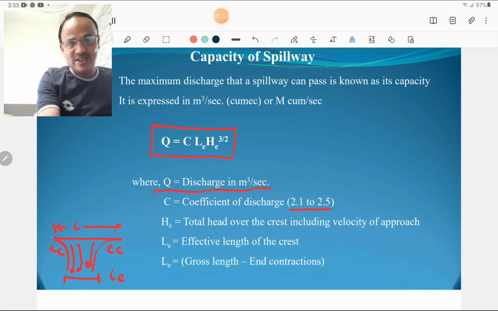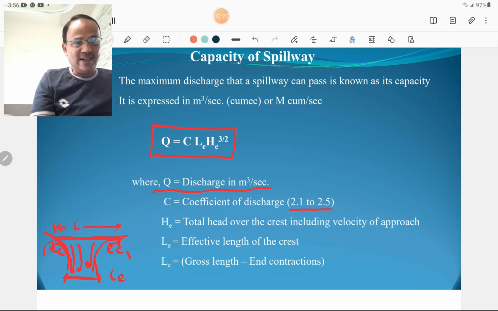Please look at this figure. If this is the crest or top of the spillway and this is the water coming over that spillway, then these two end distances are known as end contraction, and this effective length is the total length or gross length minus these two end contractions. Such a length is called the effective length.